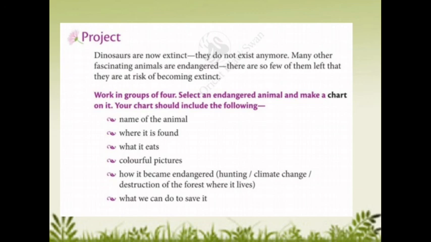If you are selecting a dinosaur, you can include the name of the animal, where it is found, what it eats, and the picture. Include how it became endangered, whether by hunting, climate change, destruction of the forest where it lives, or any natural calamities. You can mention what we can do to save that animal which is going to become extinct. So this is your project for this lesson.